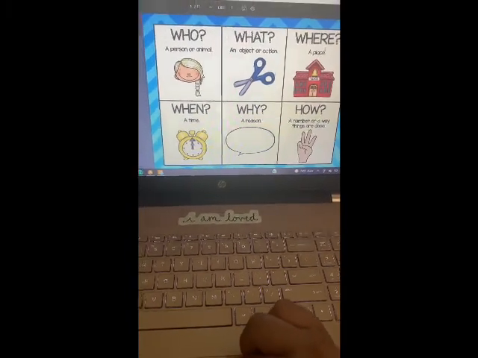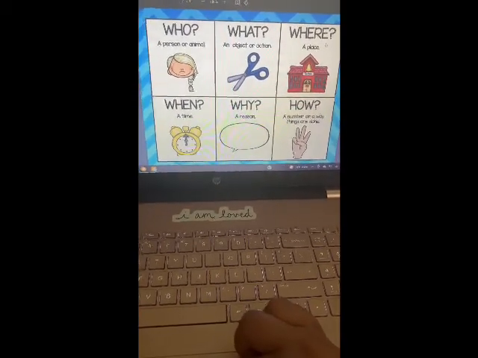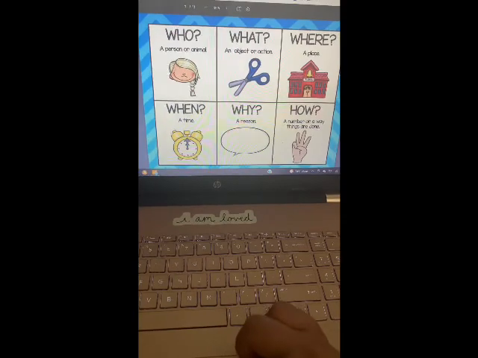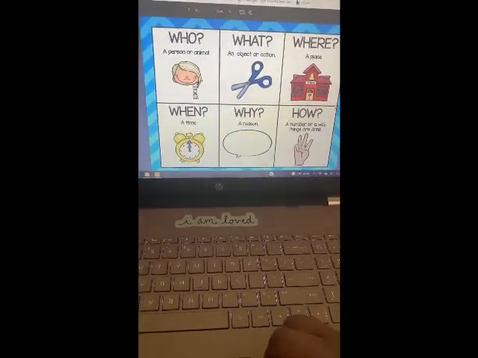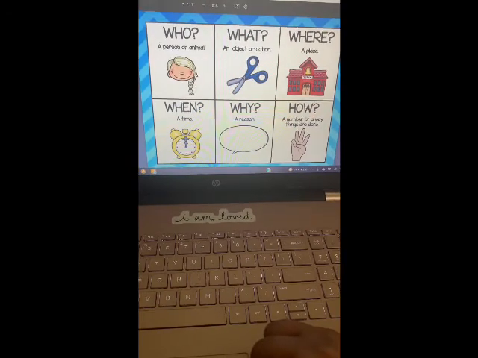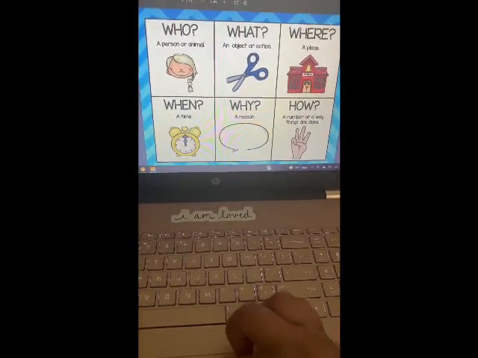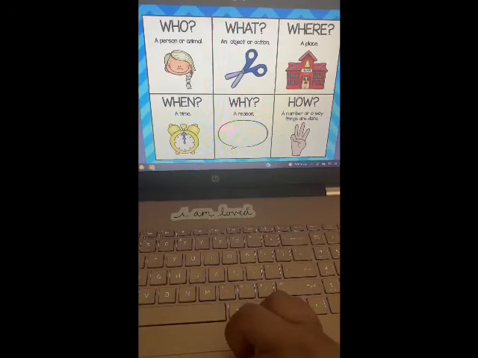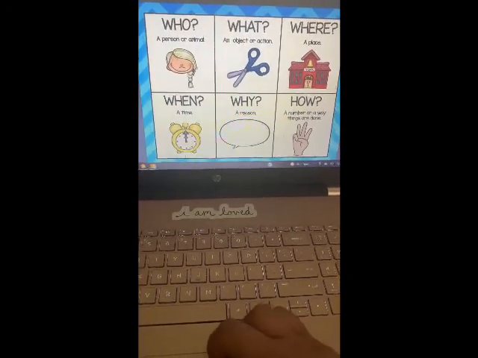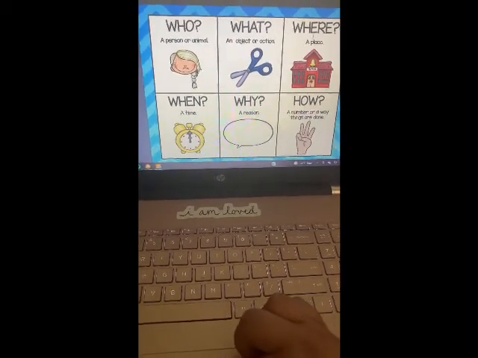All right. The third one that we have is where. So where is talking about a place. So if they say, where do you live? We might say Pennsylvania, or the road you live on? That's where. Where maybe the story is taking place. So we have who, what, and where.